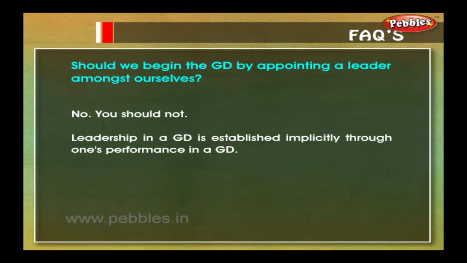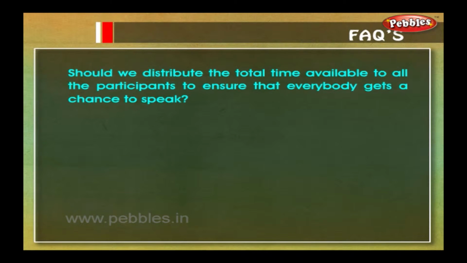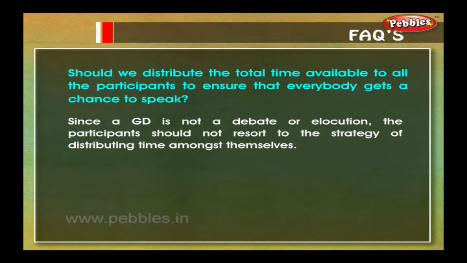Should we begin the GD by appointing a leader amongst ourselves? No, you should not. Leadership in a GD is established implicitly through one's performance in a GD. Should we distribute the total time available to all the participants to ensure that everybody gets a chance to speak? Since a GD is not a debate or elocution, the participants should not resort to the strategy of distributing time amongst themselves.